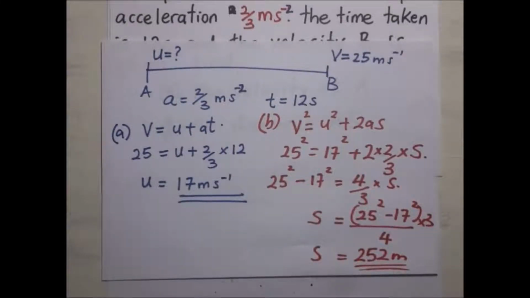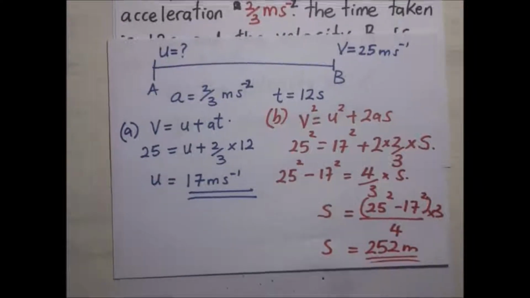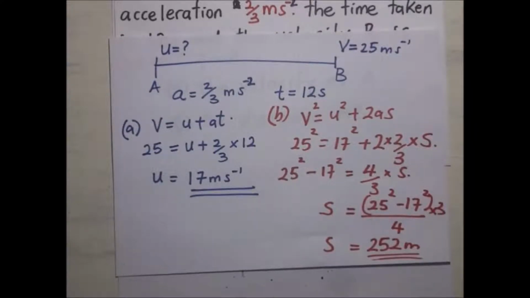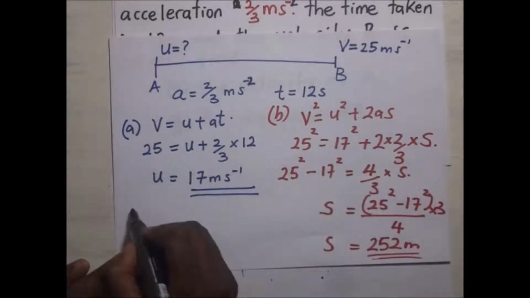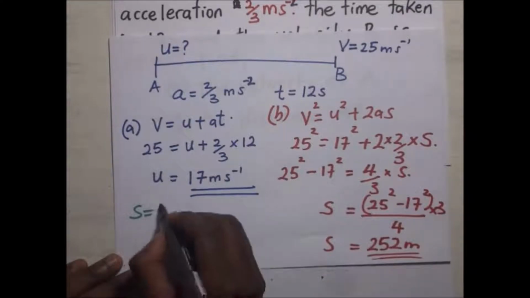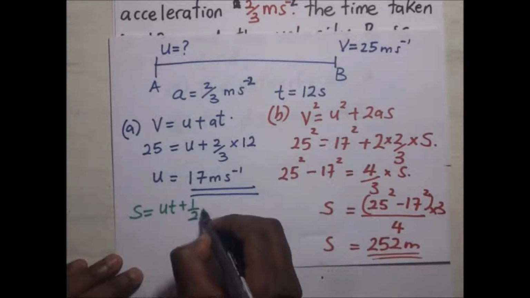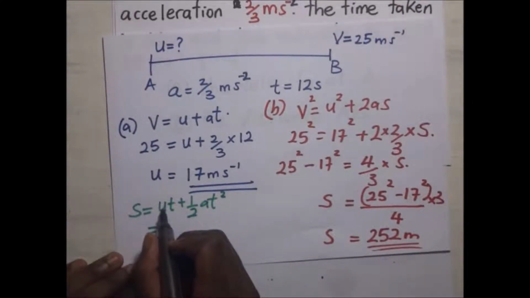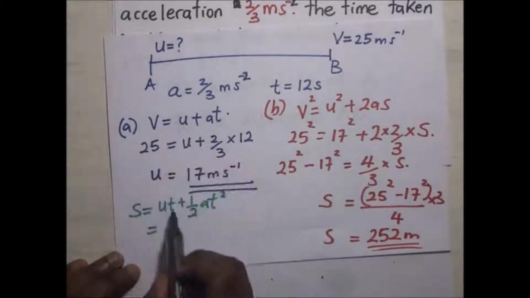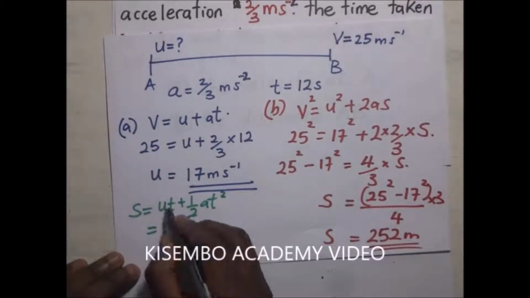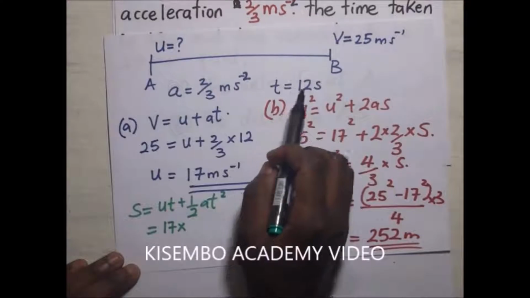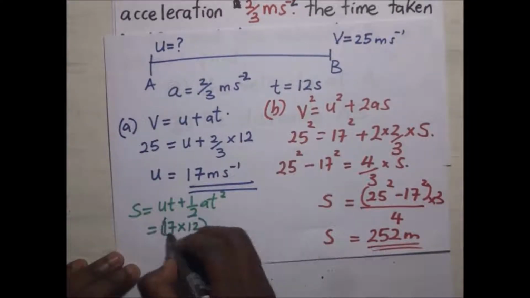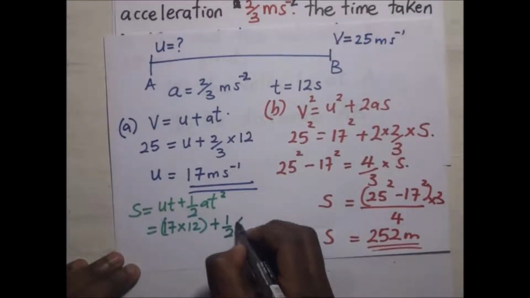Now this is when we've used this. Now remember, we have up to 5 equations of motion, so it means that you can as well use any other, as long as you see it will work for you. So part B can also be done in an alternative way. We've used this equation, we can also use this equation to get the distance. S is equal to UT plus 1/2 AT squared. Now the initial velocity U is 17. We got it here, so it's going to be 17 times the time. The time taken to move from here to here is 12, times 12 plus 1/2 times the acceleration.